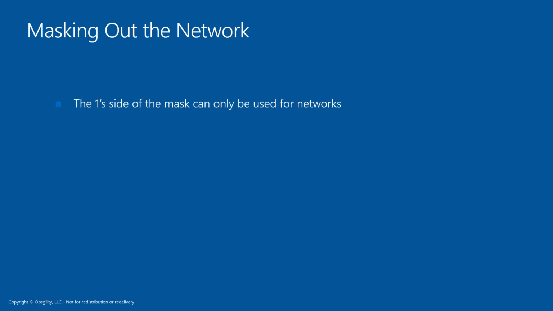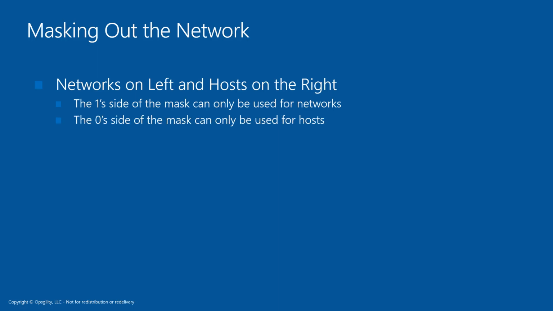So once again, networks on the left and hosts on the right. The 1 side of the mask can only be used for networks. The 0 side of the mask can only be used for hosts. So that's the way subnet masks work. They don't work the same as the IP address portion.